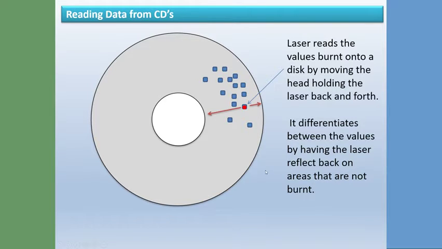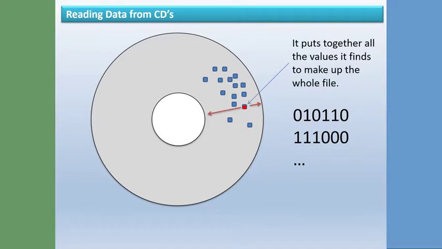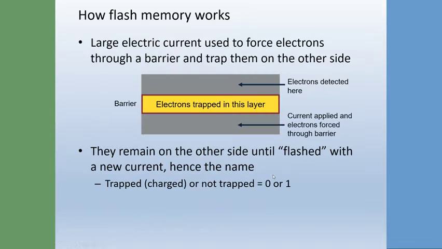The laser kind of detects those differences, and it uses a reflection technique. So the laser is reflected backwards and forwards between the surface of the disk and the laser. And obviously where it reads a variation in the surface of the disk, that's where we start to represent our binary digits. So it puts all that data together, all of those holes, and essentially creates our binary data.